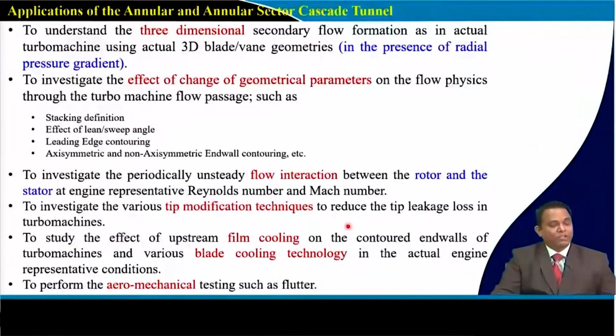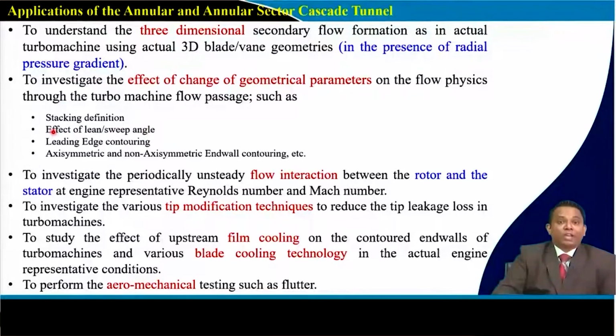Now, what are the applications of this annular or sector annular cascade tunnel? We are looking for three-dimensional effects, for what is happening with the application of pressure gradient. So we can study the effect of change of geometrical parameters. As I was saying, these days people are making compressor blades and turbine blades of funny looking, highly three-dimensional shapes. In order to do that kind of testing, this is a tunnel we can use.